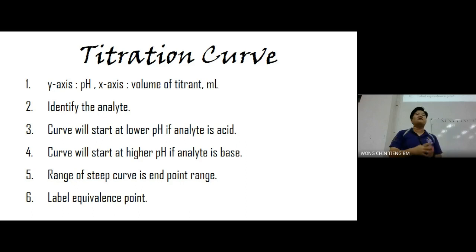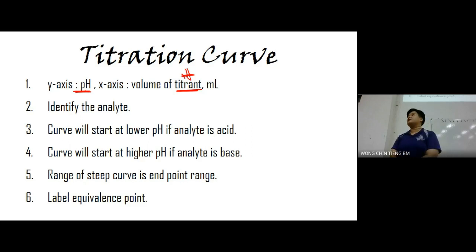First and foremost, whenever we have a curve, we definitely check the axis. Y-axis is your pH, x-axis is the volume of titrant. Soalan pertama. Volume of titrant, yang duduk dalam burette ke yang duduk dalam conical flask? Burette. Orang yang duduk dalam burette. Betul? That is your titrant. Make sense?